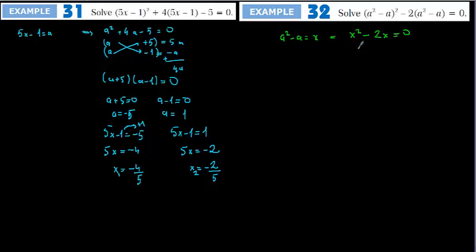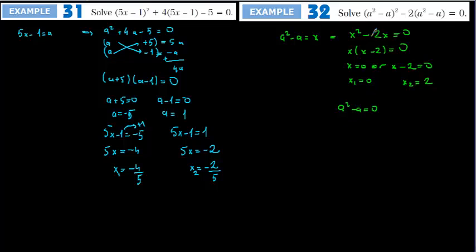And the method for this question, if you remember, is to take the common term out of parentheses. I said x times (x - 2) is equal to 0. I said x is equal to 0, or x - 2 is equal to 0, x1 is equal to 0 and x2 is equal to 2. At the beginning I said that x is equal to a^2 - a, so the first one, a^2 - a is equal to 0.